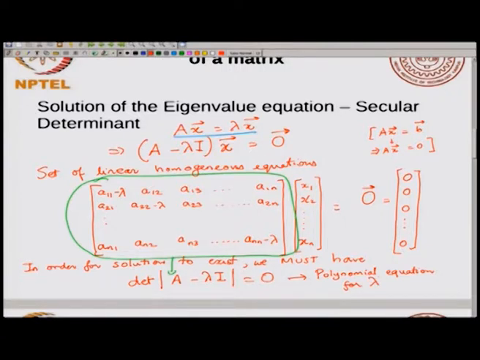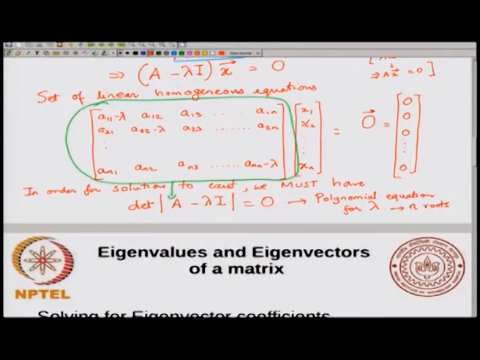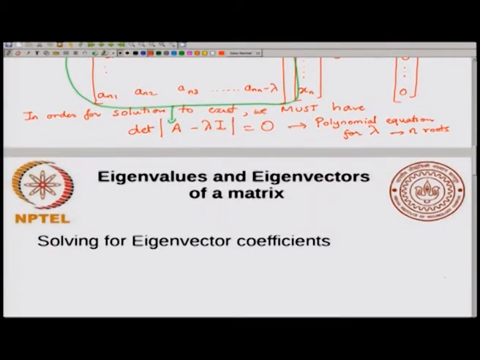And you can see just by looking at the product along the diagonals that you will have lambda raised to the power n coming in this determinant. So this determinant will contain a term that has lambda raised to n. So it is an nth order polynomial equation, and in general you will have n roots. That means the number of eigenvalues is equal to the dimension of the matrix. So you have n eigenvalues for this equation. Next, you want to take those eigenvalues and solve for the eigenvectors.